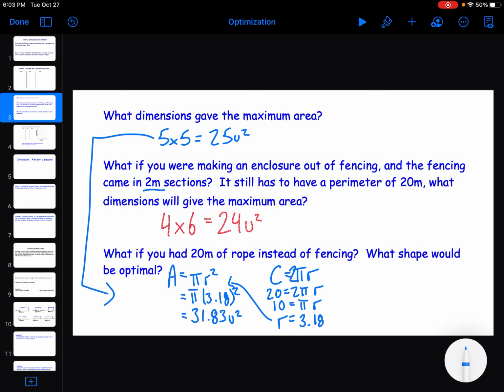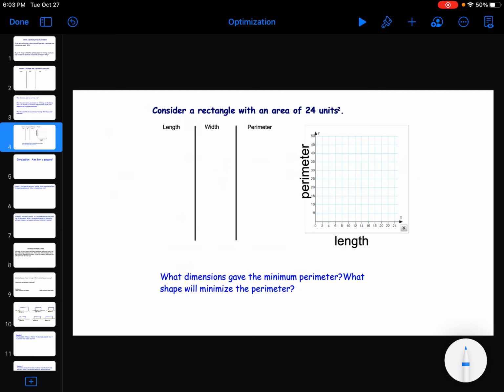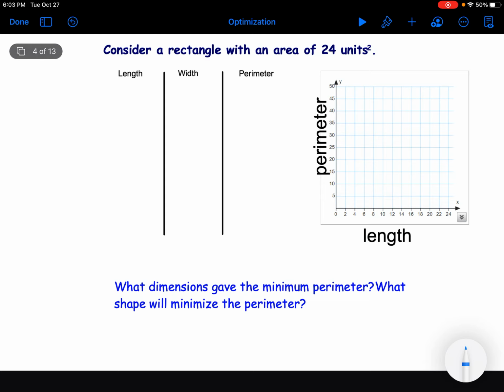All right, so if we keep moving along here, now we've got a different one. Now we've got 24 units squared, so we're making a rectangle. So we know that length times width is equal to our area. So really what we need to find now are our length and width, which don't have to add up to half of our perimeter. What they have to do is multiply to 24. So we could start with something like 24 times 1. 24 times 1 is going to give us 24.